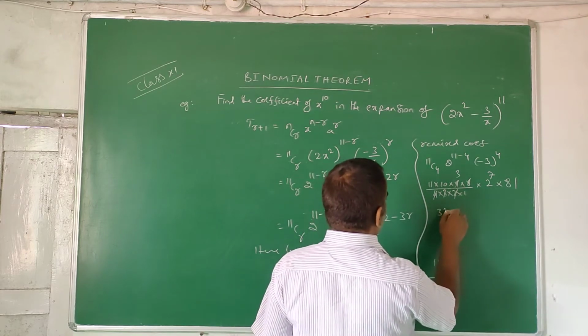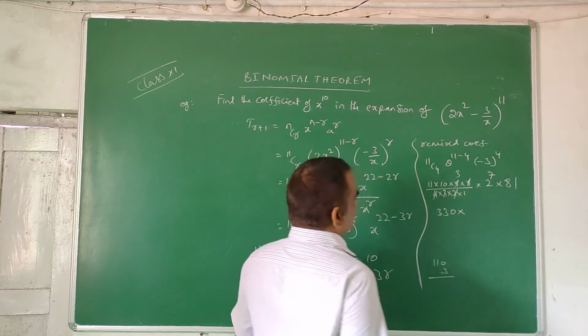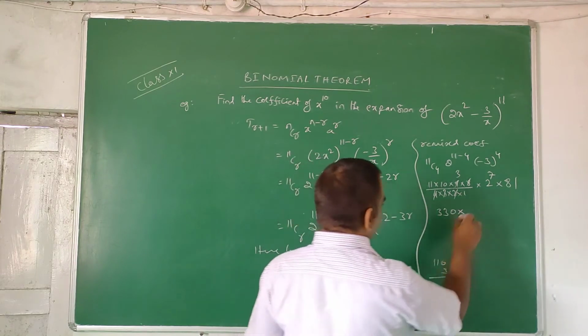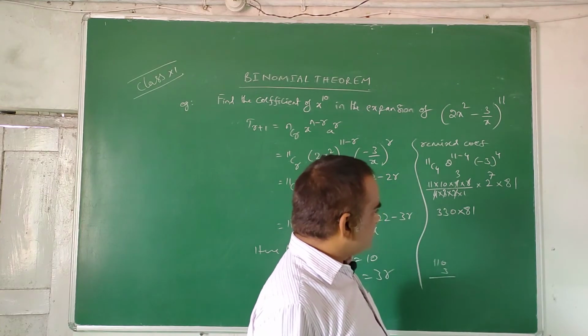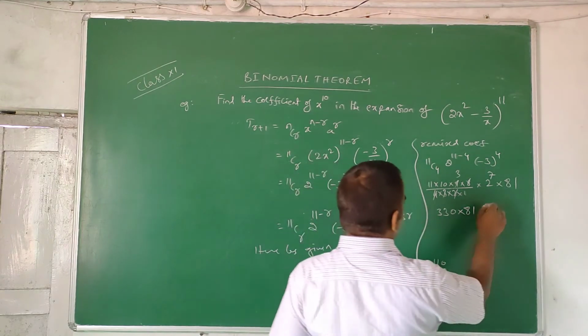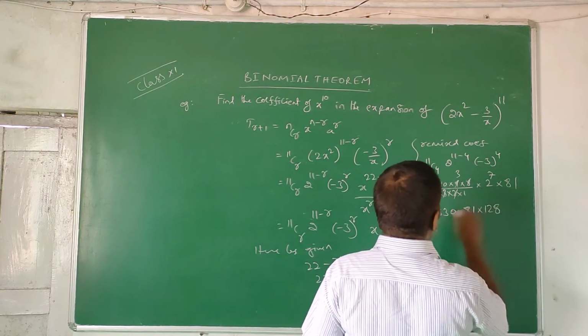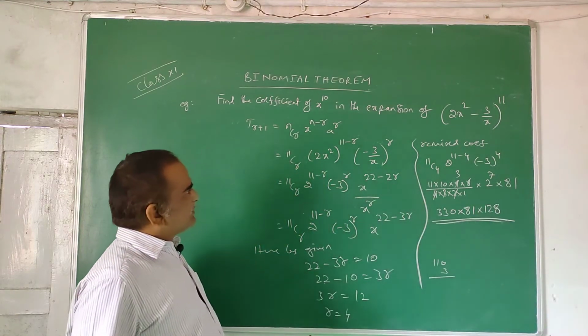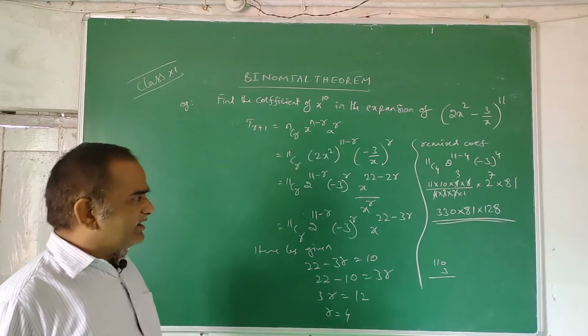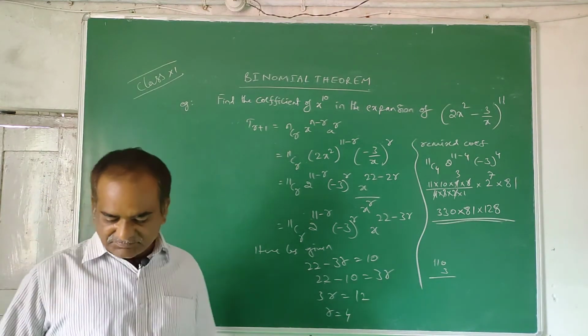So 330 into, are you following? 81 into 2 power 5 is 32, 2 power 6 is 64, 2 power 7 is 128. So if you take the product of these three factors, then you get that coefficient of x power 10. Did you understand?